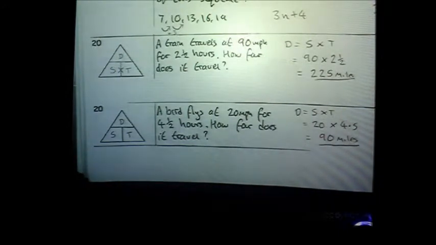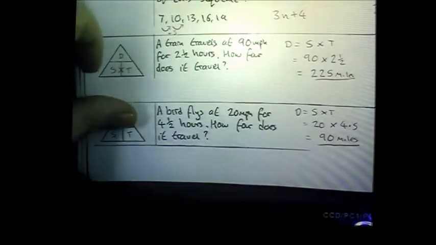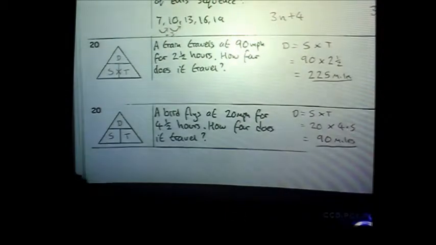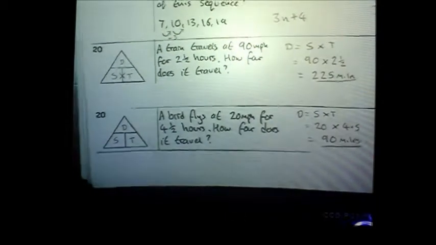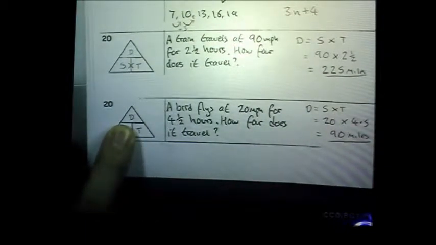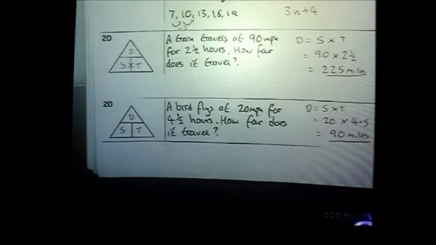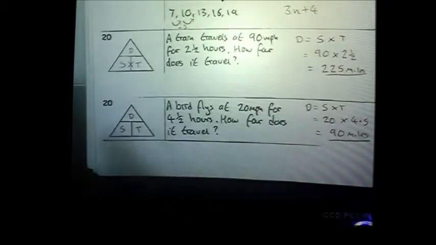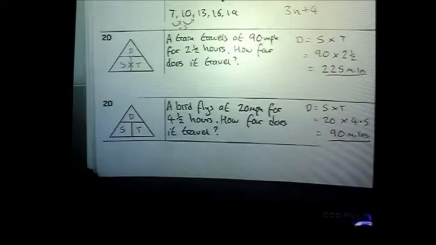Again, the one underneath, I'm a bit annoyed I put both distance ones in, but there you go. You cover up your D for distance. Distance is speed times time. So it's 20 times 4.5 gives you 90 miles. If you wanted to work out the speed, what you do is cover up the speed. So speed is distance divided by time, because it's over there, look. If you wanted to work out the time, you do time is distance divided by speed. So there you go.